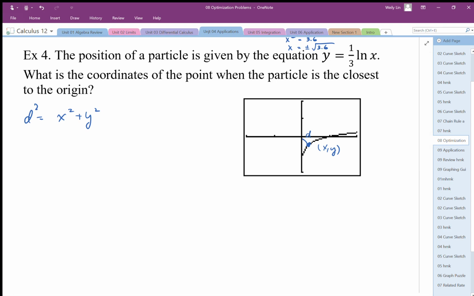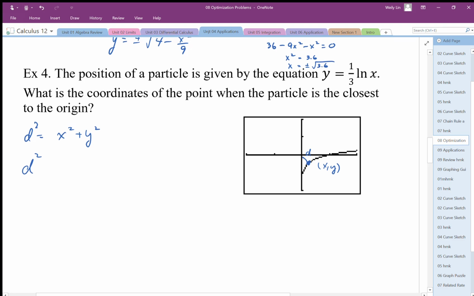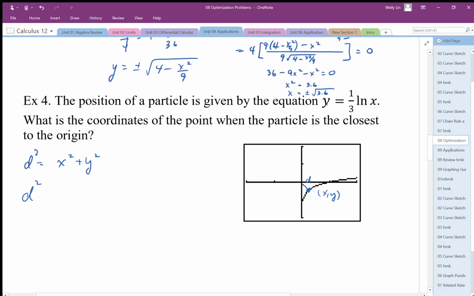But just to make this a little bit easier for myself, I'm going to make the argument that if I minimize d squared, I've minimized the distance. Which is true. So I'm going to get the smallest d squared, which is going to give me the smallest distance. So I need to differentiate this. I've got too many variables, so I'm going to get rid of the y variable and make this x squared plus, instead of y, the position of y given in that form.